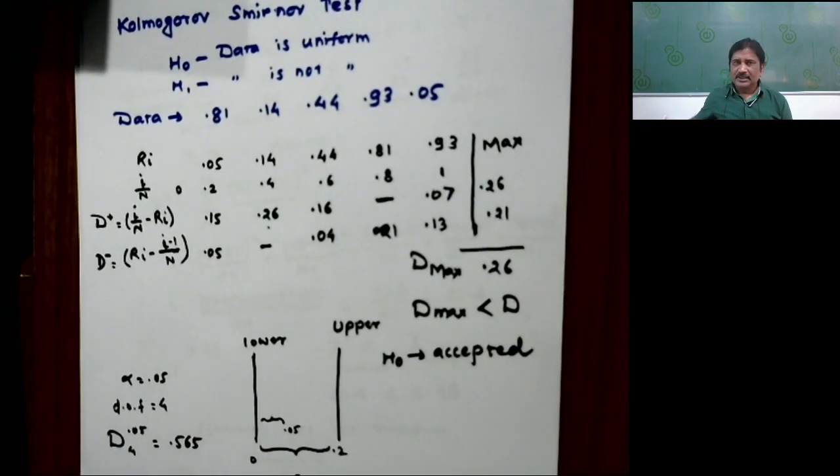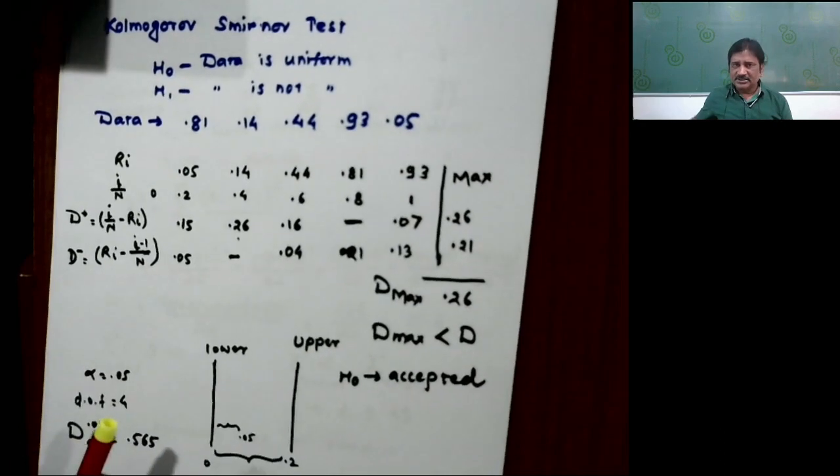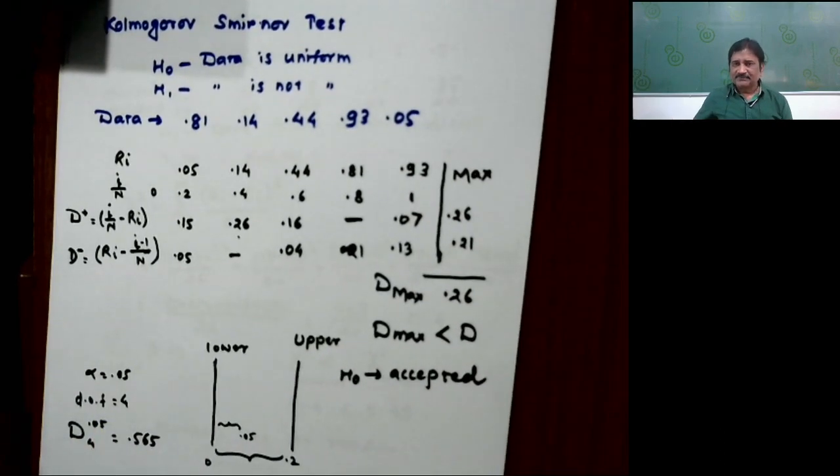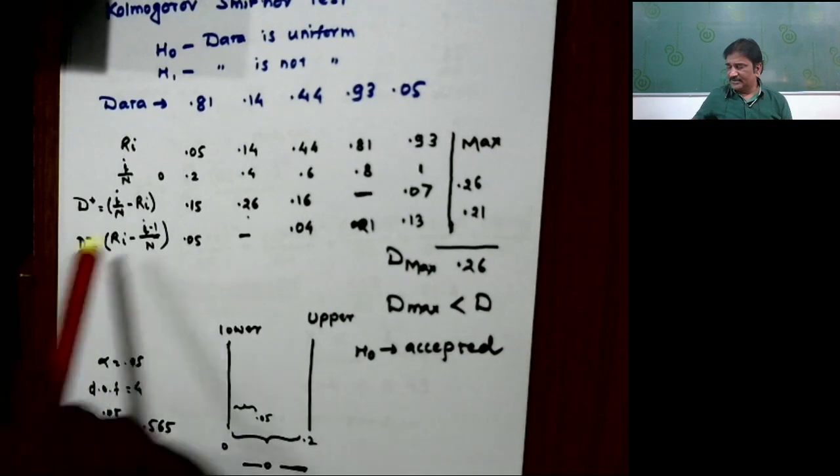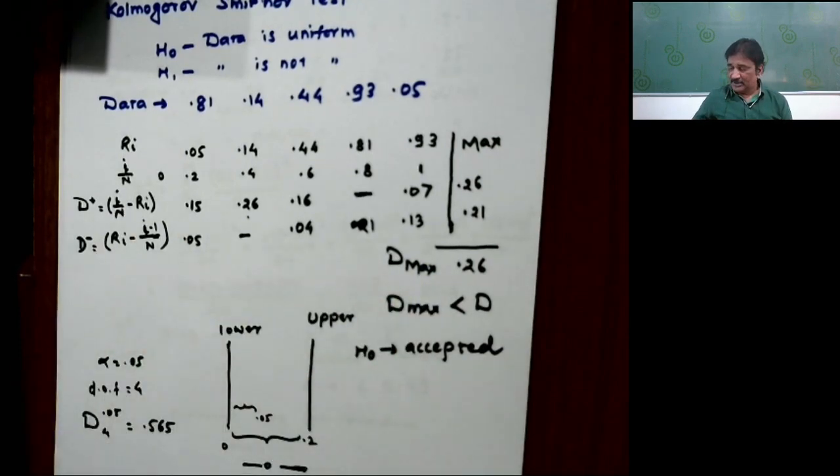This is the simple Kolmogorov-Smirnov test. Not much of the calculations, right? Only you have to refer to the table. Calculations are that way simple. All right, so the data is uniform, right? So what we will be doing now is going to the chi-square test.